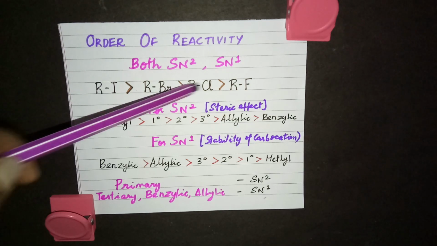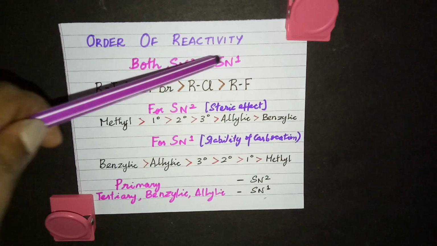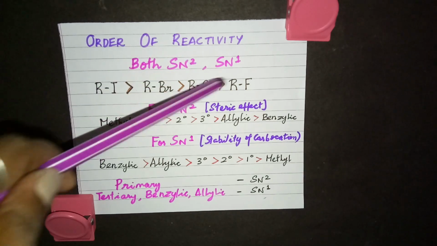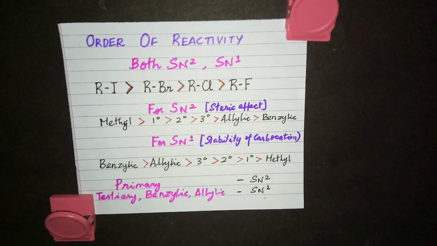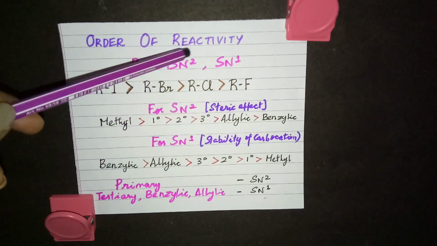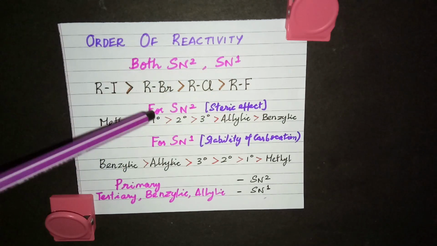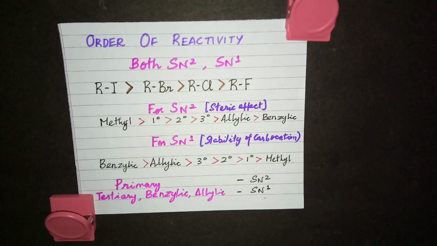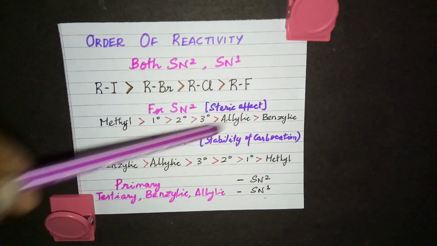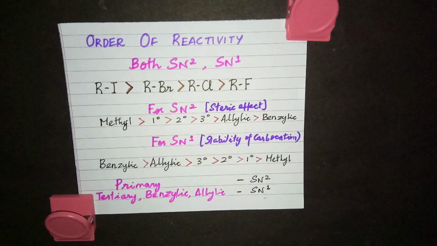See, first in terms of different halides, the order of reactivity. If it is different halides but the same alkyl group, for both SN2 and SN1, this is the order. Which is undergoing the reaction faster? RI is undergoing the reaction faster because I is the better leaving group, which we have seen already when we talked about nucleophilic substitution reactions of haloalkanes. So this is the order for both SN1 and SN2. But for different alkyl groups, for SN2 and SN1, the order changes because for SN2, the steric effect plays a role, and in the case of SN1, the stability of carbocation plays a role.